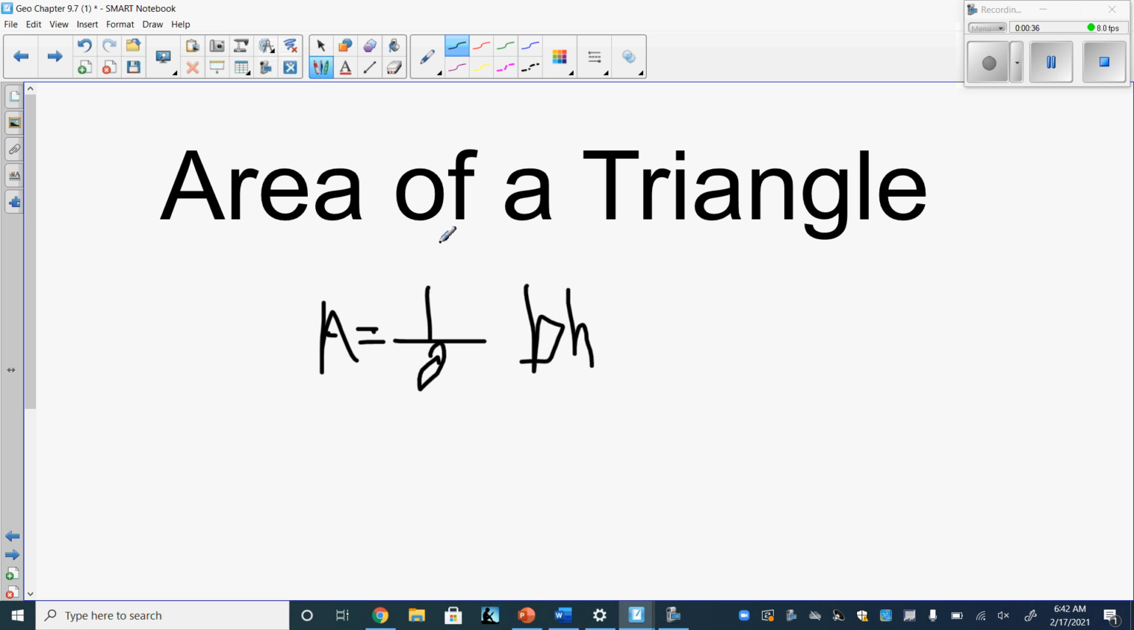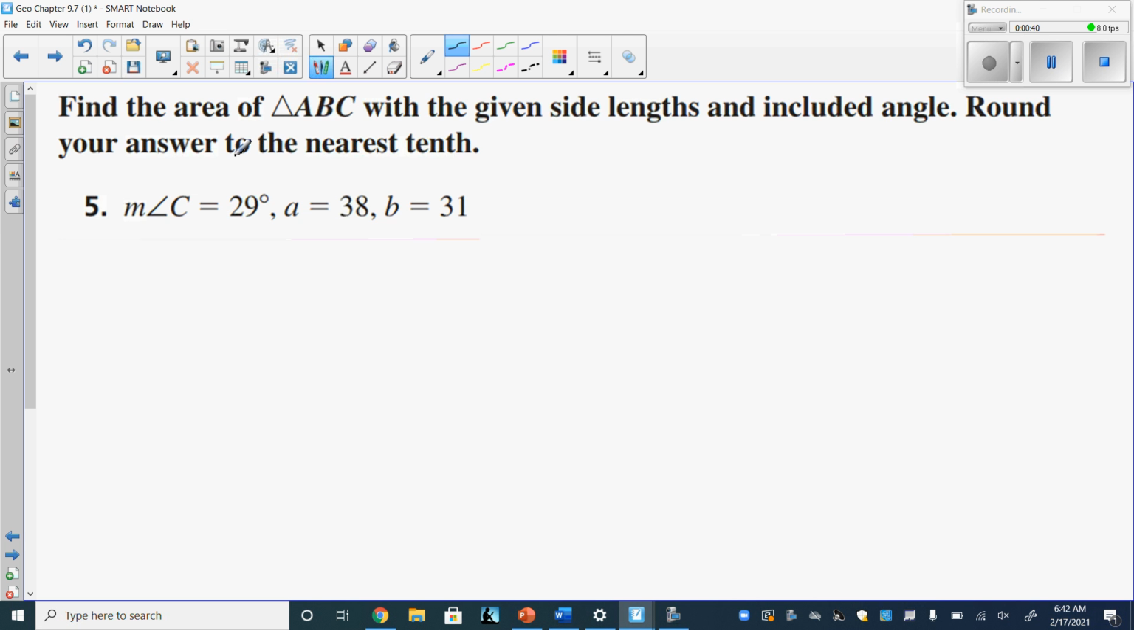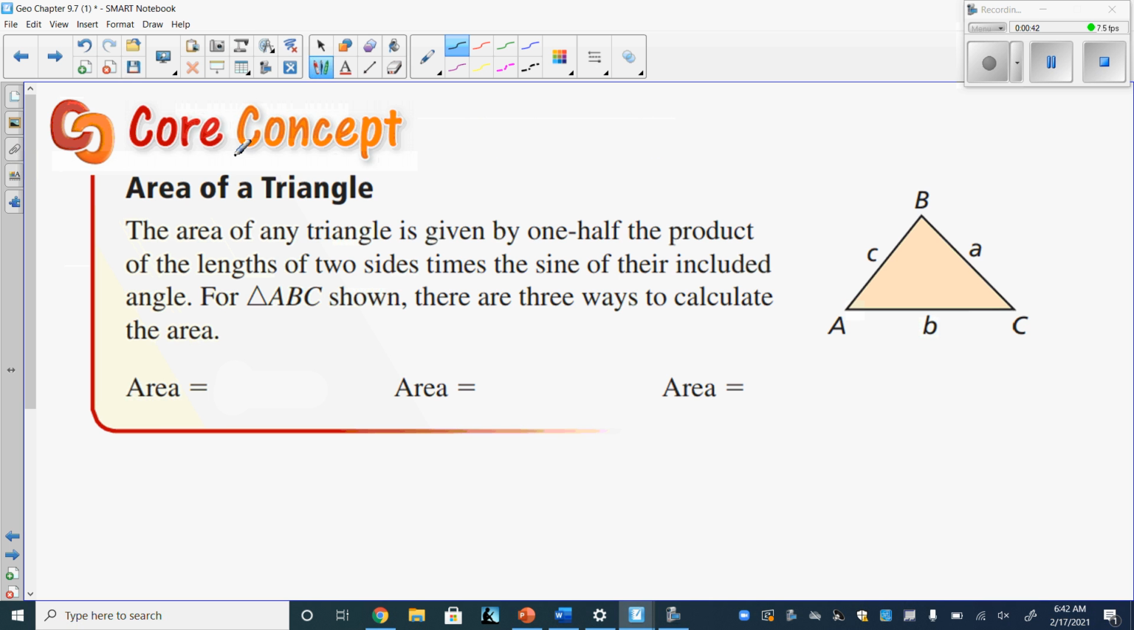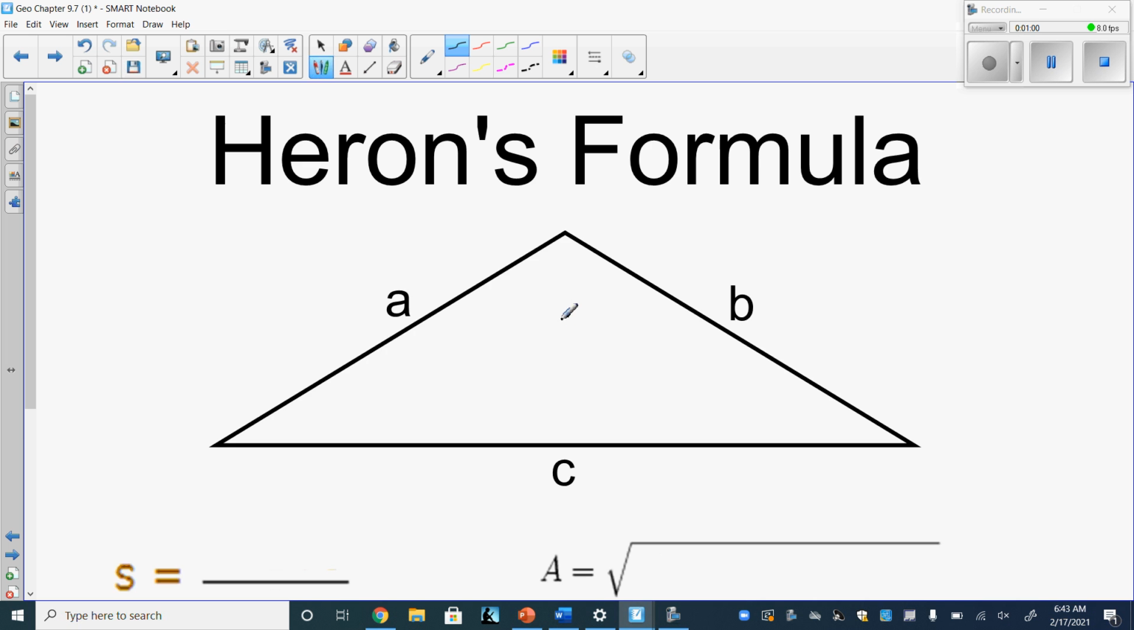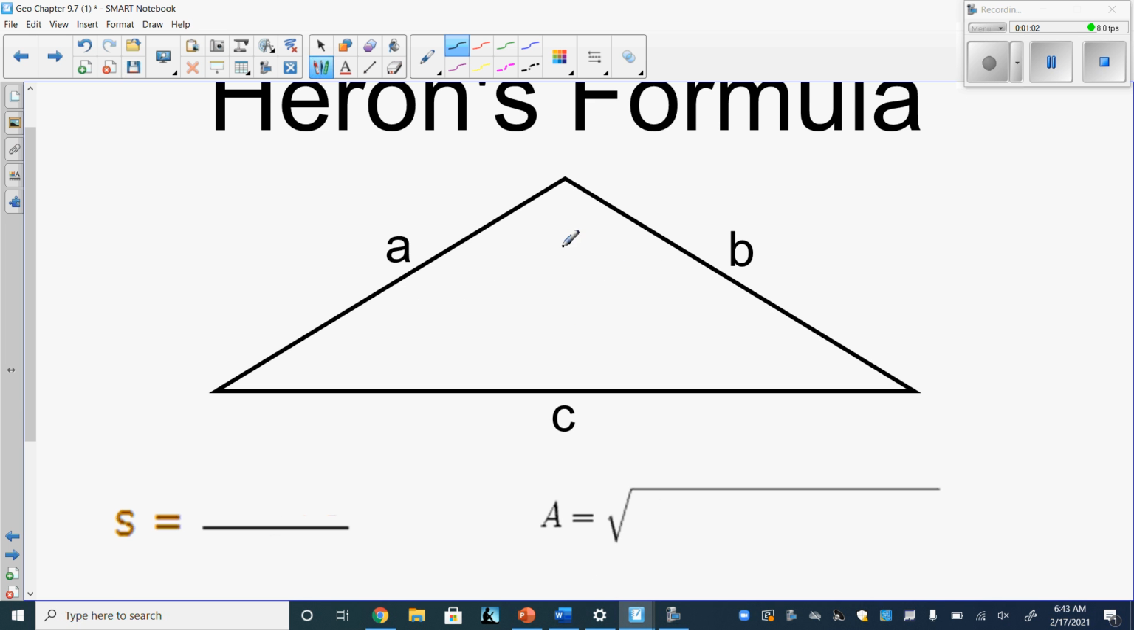But if we're given two sides and the angle in the middle, we could use our formula that we had yesterday, which is our 1/2 times A times C times sine of B, or the two sides times sine of the angle in the middle. And that would work just fine. Now, say we're not given that. Well, we have a different way we can solve it, and that's using Heron's formula.